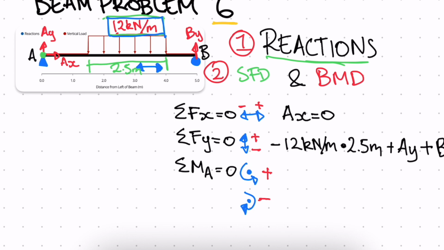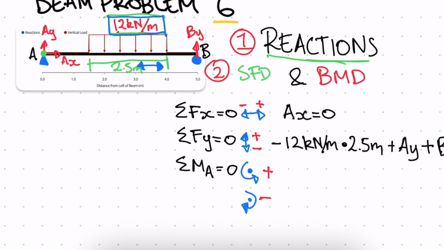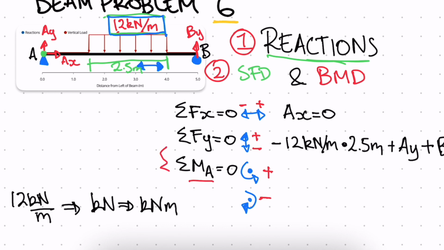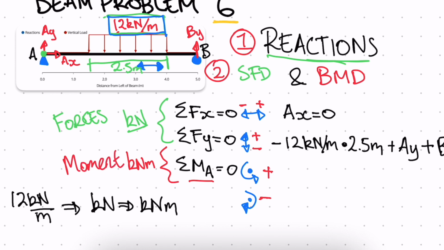How we can visualize this is, we have 12 kilonewtons per meter, and we need to convert this to kilonewtons, and then convert this to kilonewton meters so we can get our moment. These values are kilonewton meters, and these values are in kilonewtons. So these are forces, and these are moments. Just keep that in mind. This is a moment, so we need to get this into kilonewton meters.